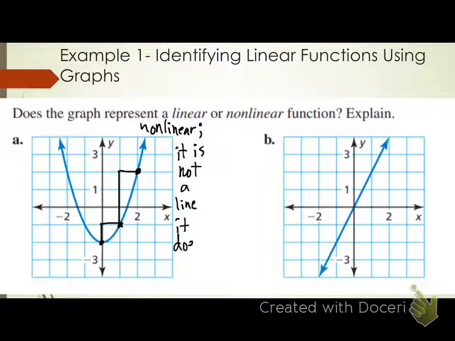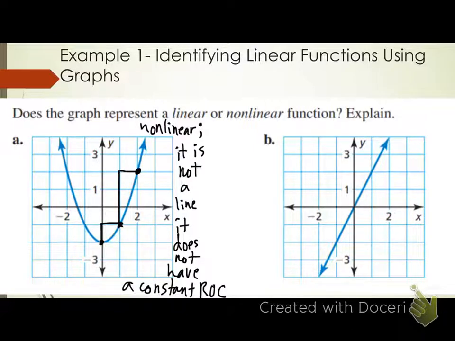It does not have a constant rate of change. Either of those explanations would work. You do not have to put both of them. Okay? Any questions on letter A? Why it's non-linear? We okay with that?